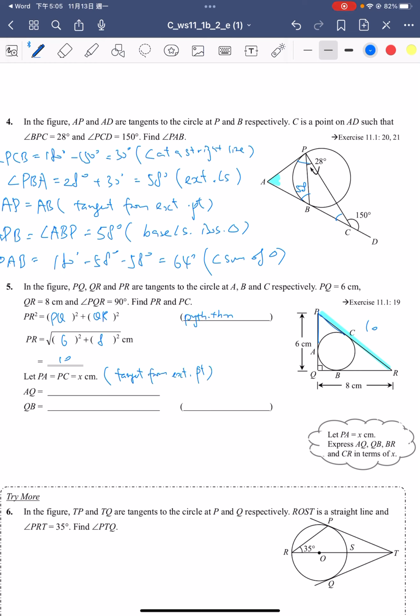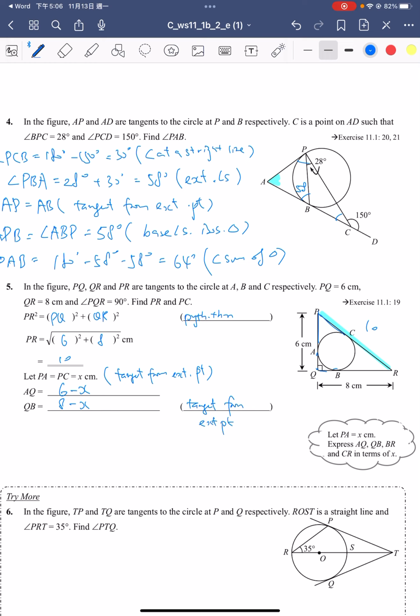So what is AQ? If PA is equal to X and PC is equal to X, then AQ is going to be equal to 6 minus X, isn't it? And then QB: as AQ and QB are the same, because for tangents from an external point, the distance from the external point to the contact point on the circle is the same. So QA is equal to QB, and we have QB equal to 6 minus X as well. Here we are using the tangent from an external point.